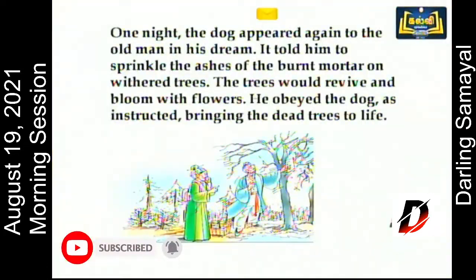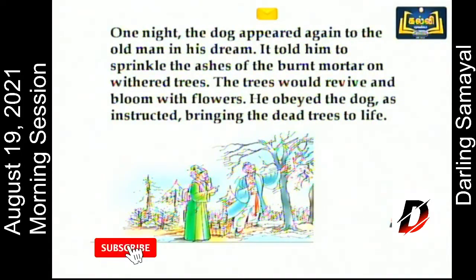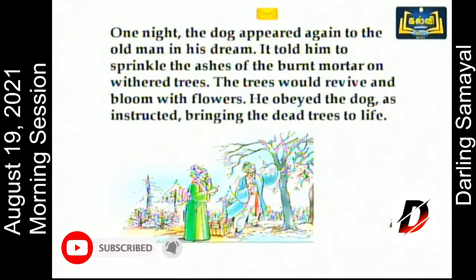One night the dog appeared again to the old man in his dream. He told him to sprinkle the ashes of the burnt mortar on withered trees. Again the dog came into the dream and told the good old man to sprinkle the ashes over the withered trees.